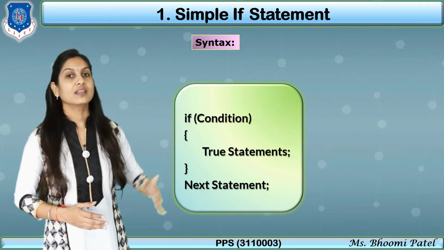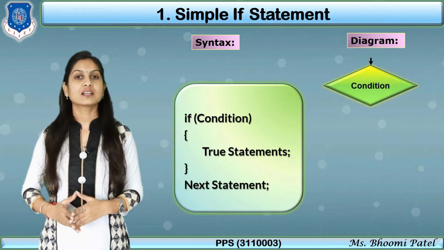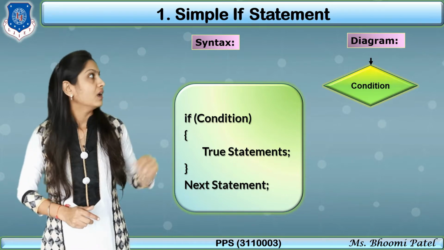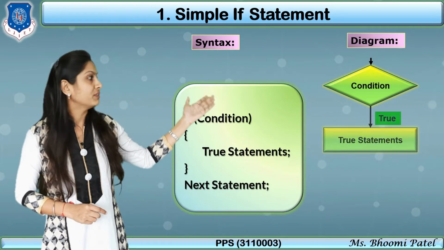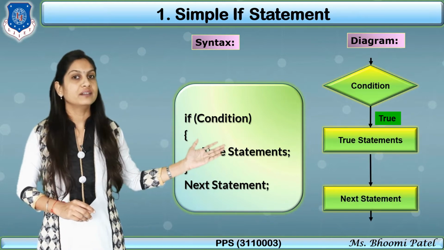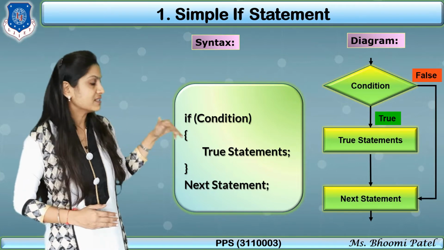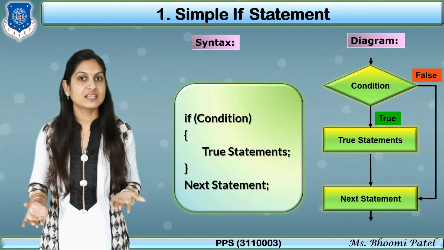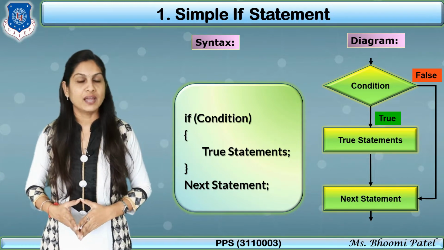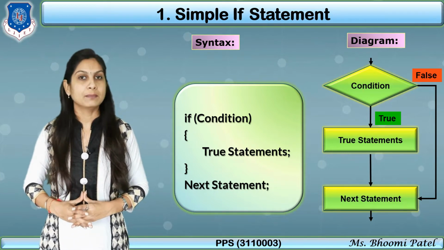Now understand it well with a diagram. The first is the condition, so in a diamond shape we write that. If the condition is true, then execute the true statements and move to the next statements. But suppose our condition is false, then there is no use of false statements in a simple if, so we directly jump to the next statement and the true statements are skipped. So this is about the simple if.